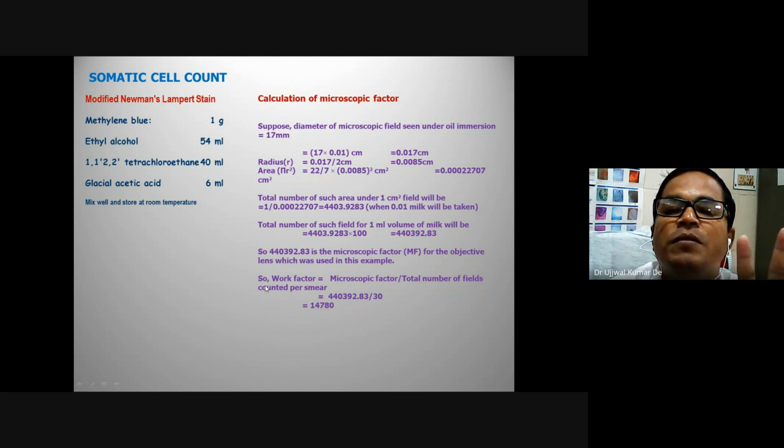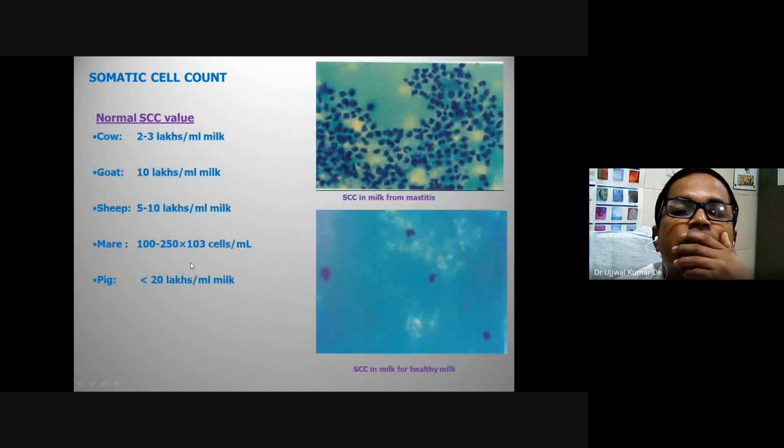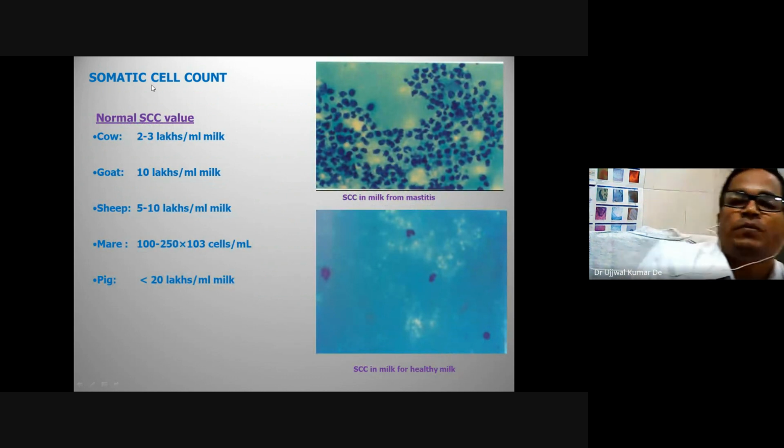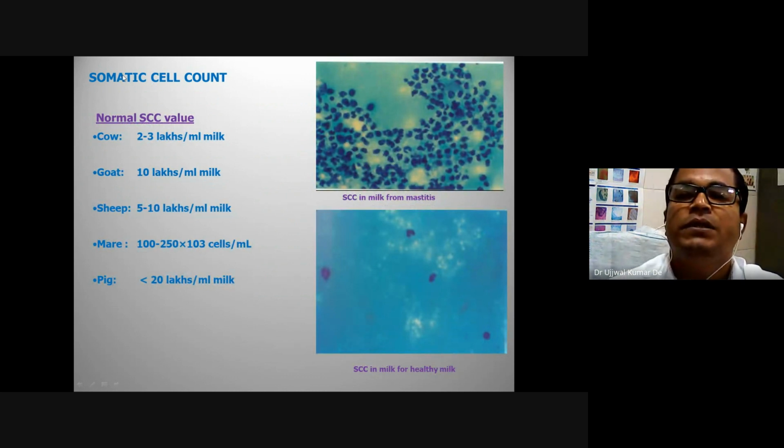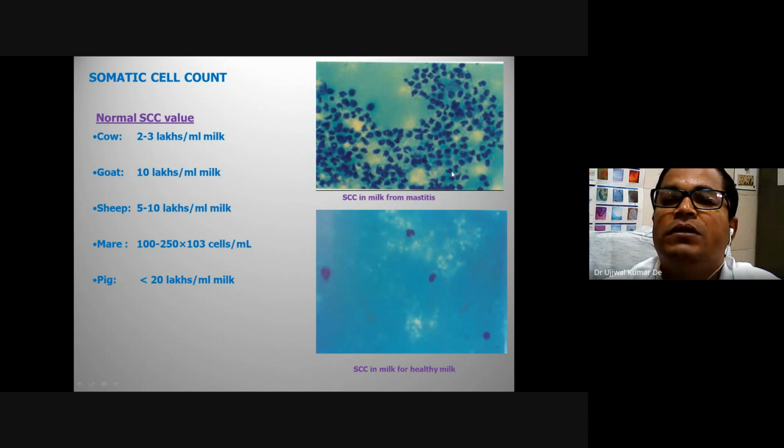Then you have to count the cells in 30 fields, and this number of cells is multiplied by the microscopic factor, and whatever total number of cells comes out is the number of cells per ml of milk. So this is very simple. This is the number of cells in normal milk versus mastitis milk. When you see the number of cells, if the milk is normal and healthy, you may see 1, 2, 3, 4, or sometimes you may not get any cells at all.